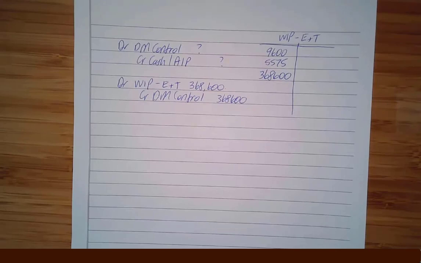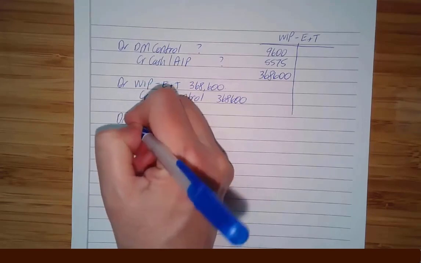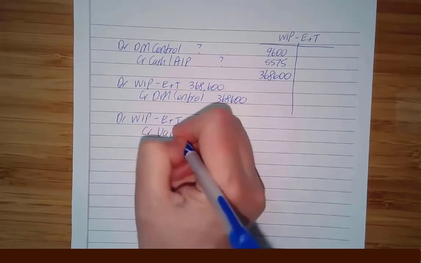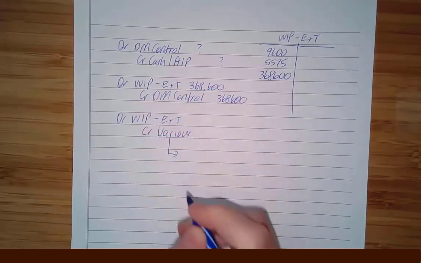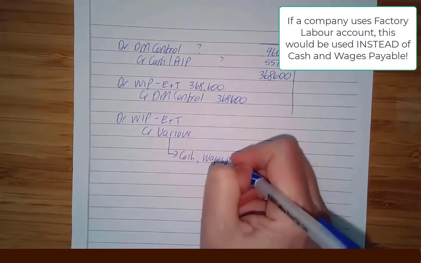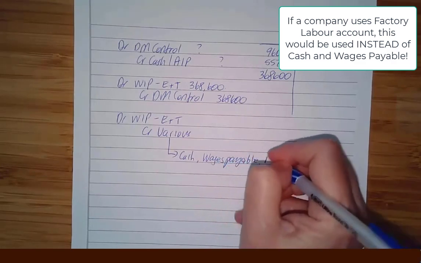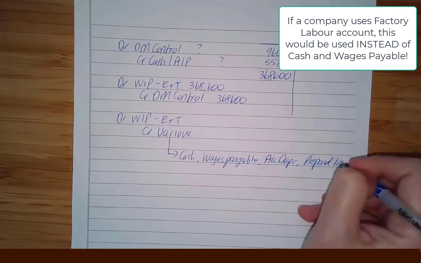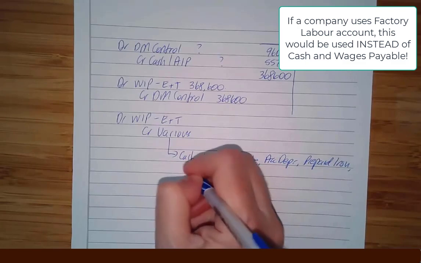So that takes care of the direct material, but we have to look at the conversion costs. Conversion costs are made up, of course, of direct labor plus all the manufacturing overhead that we had to incur in the production process. But I'm keeping those together right now. So what would that entry look like? Well, I would do a debit to the work in progress, E&T, and then I would do a credit to various. So what are those various accounts? Well, it could be things like cash or wages payable. It could be accumulated depreciation. It could be prepaid insurance. It could be accounts payable.